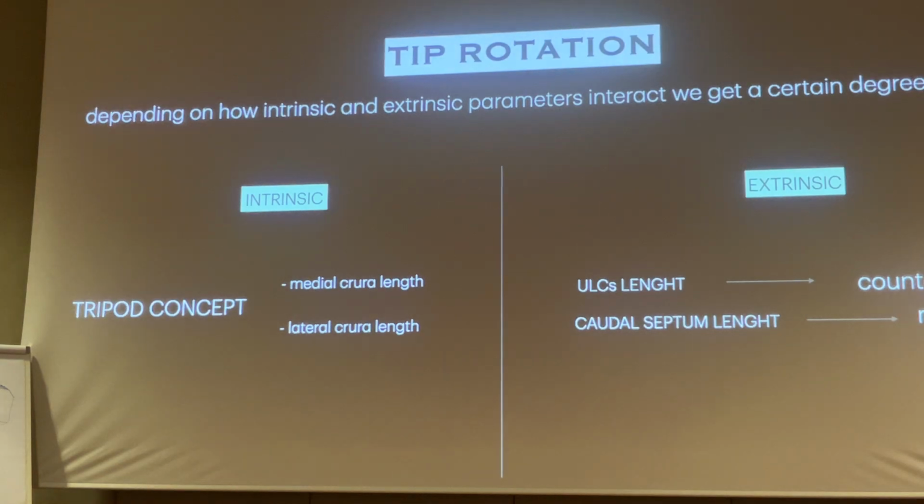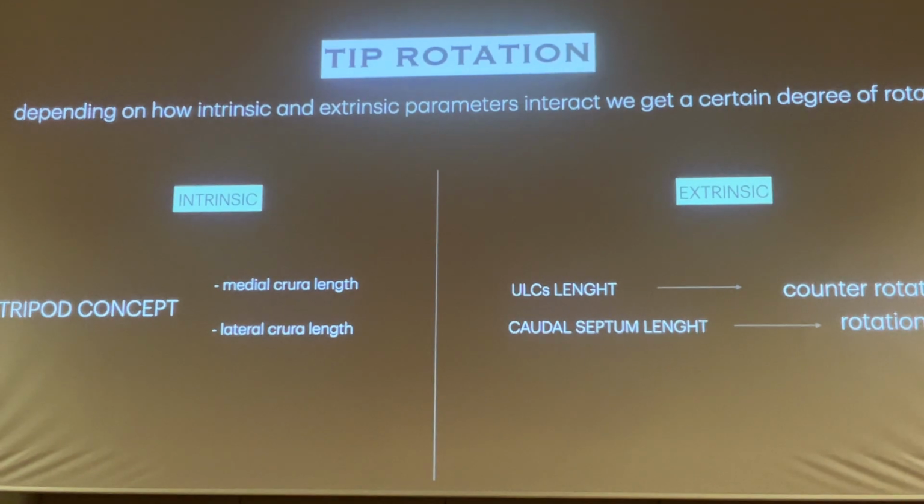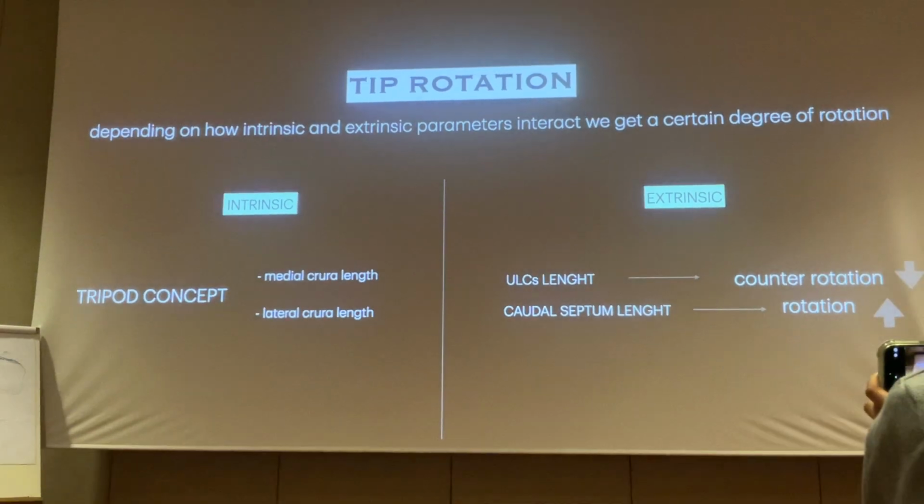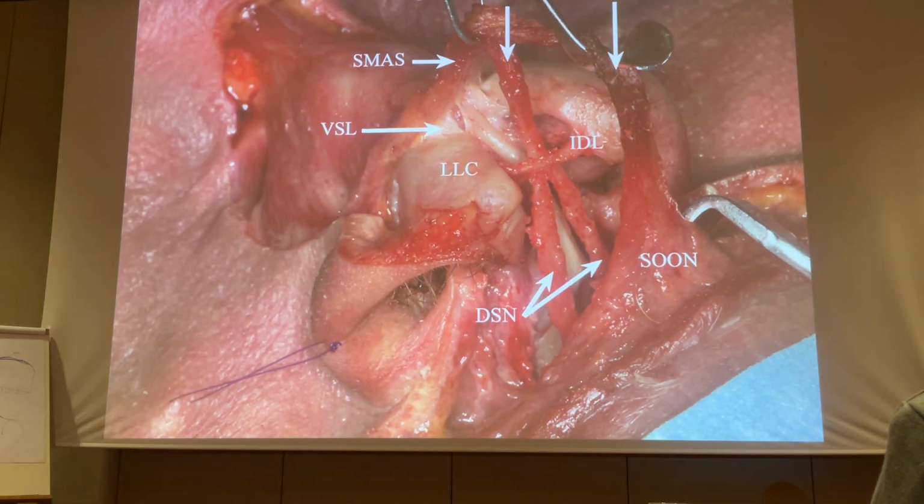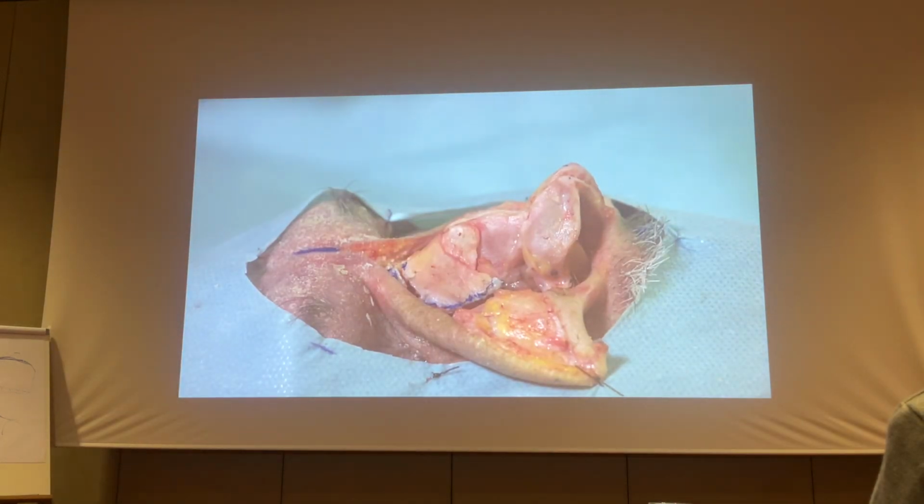About the rotation, we have here as well intrinsic and extrinsic. So for the intrinsic, it depends on the medial crura and lateral crura length. So that's why we play with lateral crura steal and medial crura over here. For the extrinsic, we have something that creates a push counter rotation, which is the upper lateral cartilage, and we have something that gives you rotation, which is the caudal septum, and or for example septal extension flap. So this is, you already know everything about the ligaments.